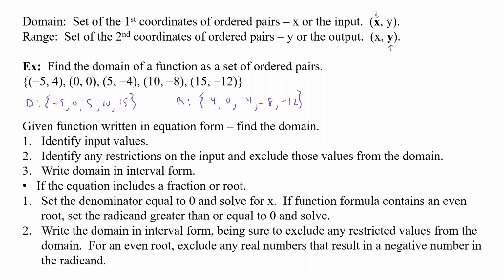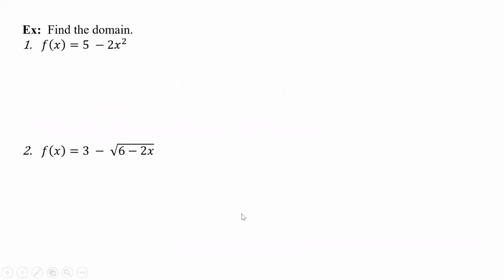And so if we find a value for x when we set the denominator equal to 0, say of 3, that means x cannot equal 3, or you're going to get 0 in the denominator, and so that's going to be a value we exclude. And maybe in the radicand we find it has to be all values greater than 2 or something, and so then we're going to exclude everything else, so it's going to be everything to the left. It's going to be everything less than 2. And then we're going to write our domain in interval form, being sure to exclude those restricted values from the domain. And for an even root, exclude any real numbers that result in a negative number in the radicand is what we're doing. So we don't want to have an imaginary number in our radicand. That's why we're setting it greater than or equal to 0.